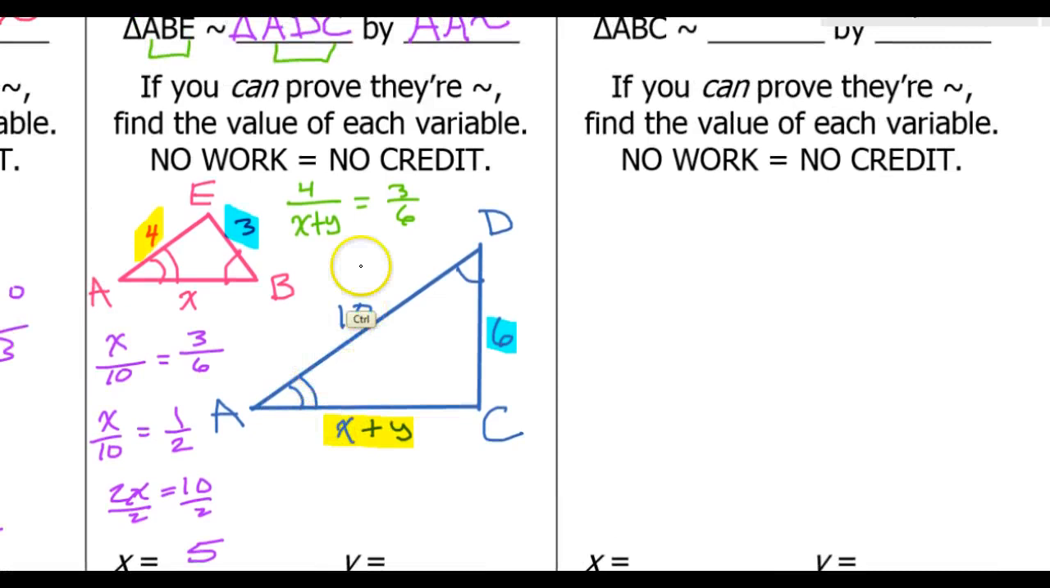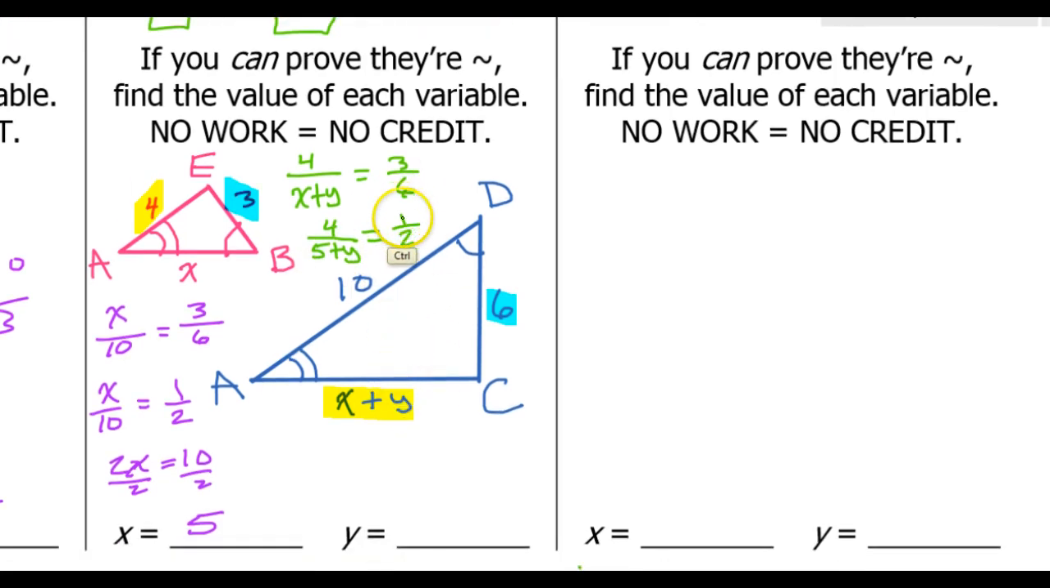So I'm going to do two things right now. 3 over 6 reduces to 1/2. But also, we know what x is. We already found that x is equal to 5. So instead of putting x plus y, I'm going to put 5 plus y. And then we would cross multiply from there. So if I do 1 times 5 plus y, that will just be 5 plus y. And 2 times 4 is 8. So then if you subtract 5 from both sides, you get y equals 3.